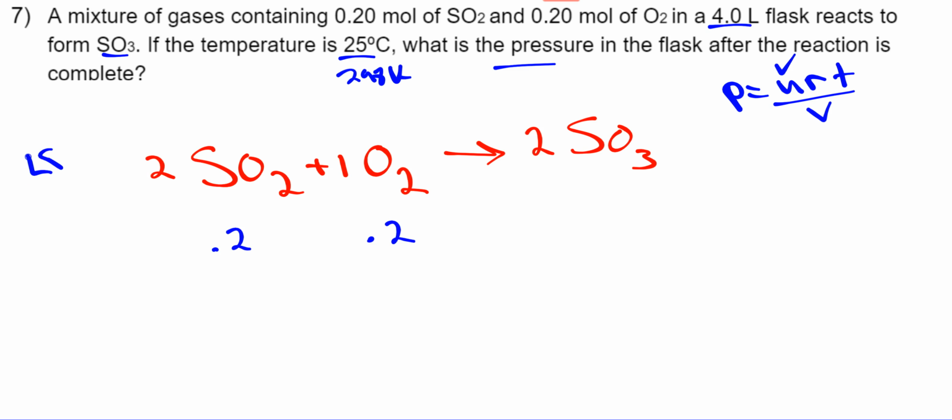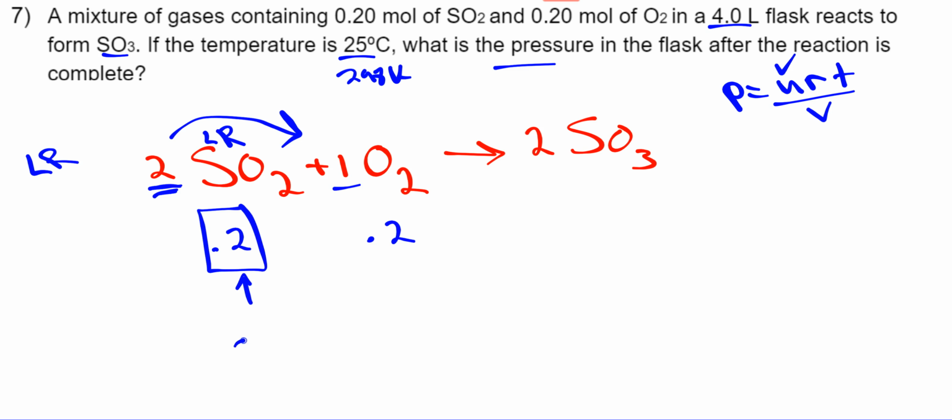This question is actually a limiting reactant problem, and then a PV = nRT problem second. If you look, this one's not that bad because it's just a 2-to-1 ratio and these are the same value. This number must be 2 times bigger than that number. Since this is not 2 times bigger than this one, this is my limiting reactant. In the end, I'll have 0 of this left.